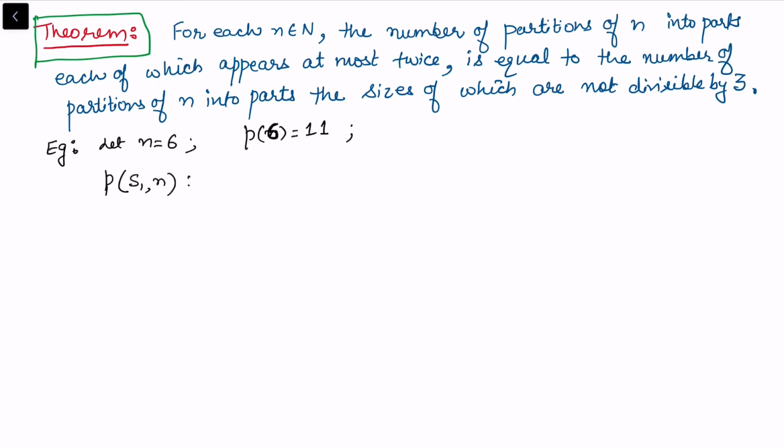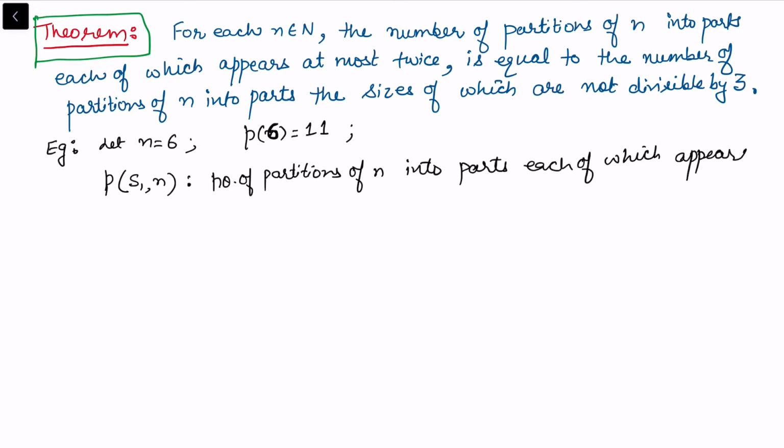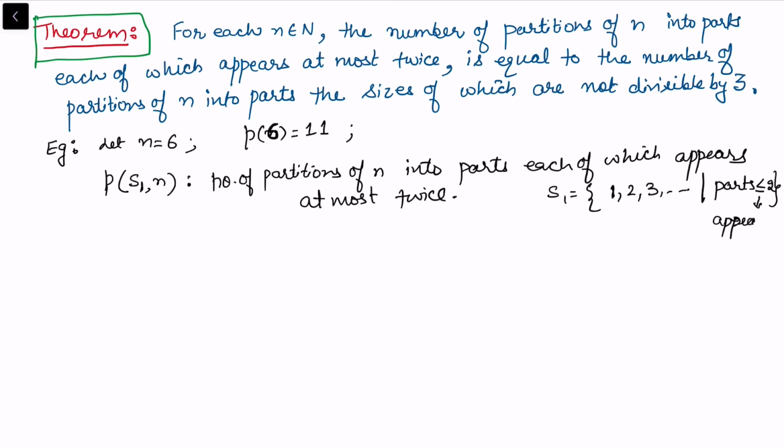On one side, as per the first condition, I'll write S1(n), which will be the number of partitions of n into parts each of which appears at most twice. This means the multiplicity of a part will not exceed 2. That's the first way I've defined S1. Any part 1, 2, 3 and so on can come, but a part can come at most 2 times. Here this is the appearance, not the part value.